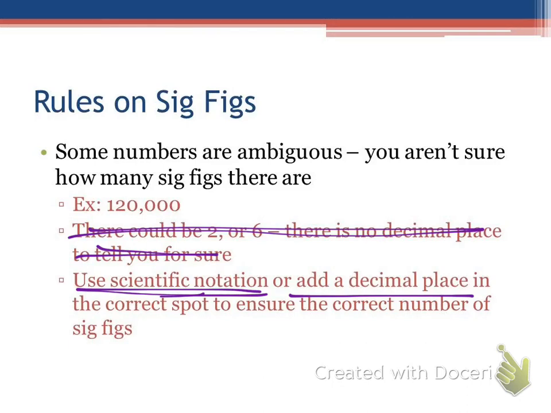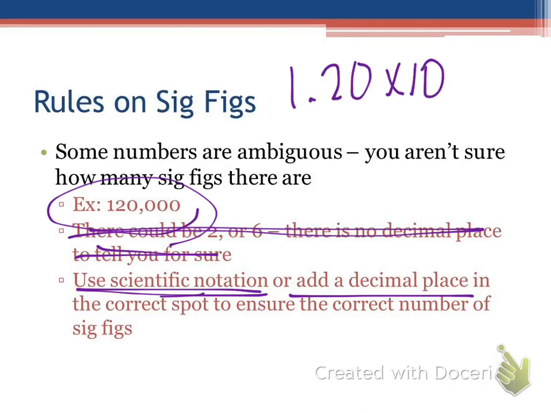So if I had the number 120,000 and I was only allowed to use 3 significant figures, how could I fix that? If I had to put 120,000 into something to show me 3 sig figs, how could I do it? Yeah, Annalisa. 1.20 times 10 to the 5. Perfect. 1, 2, 3 significant figures.